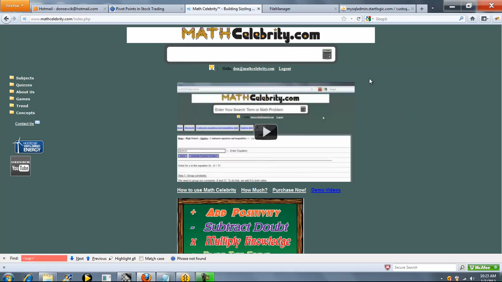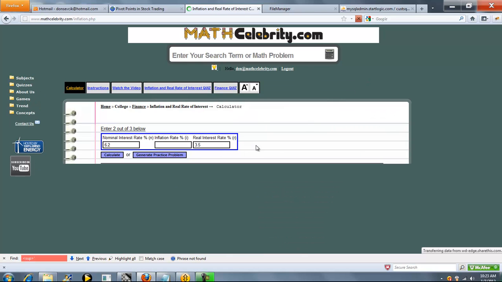This calculator relates inflation, nominal, and real rate of interest. To get there, you type inflation. So we've got three inputs: nominal interest rate, inflation rate, and real interest rate. The way this works is you enter the two items that you know, and the third one you want to solve for, you leave blank. So we're going to go ahead and solve for all three of these.